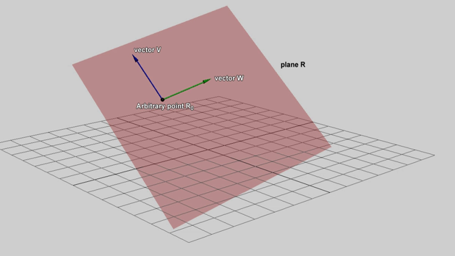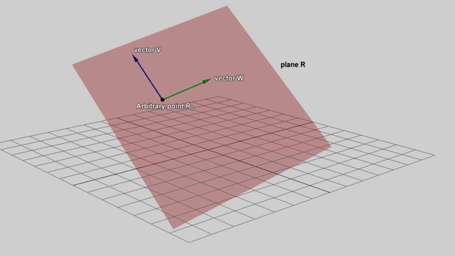Since n_1, n_2, and n_1 times n_2 is a basis, we wish to find a point which is on both planes, i.e. on their intersection, so insert this equation into each of the equations of the planes to get two simultaneous equations which can be solved for c_1 and c_2.